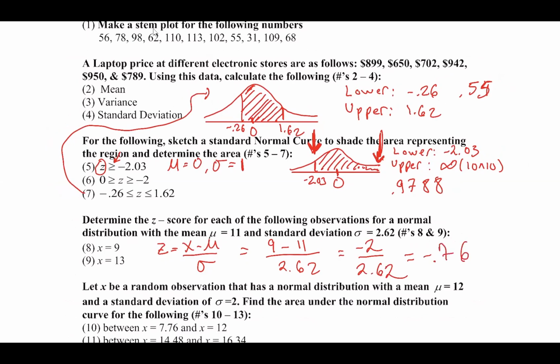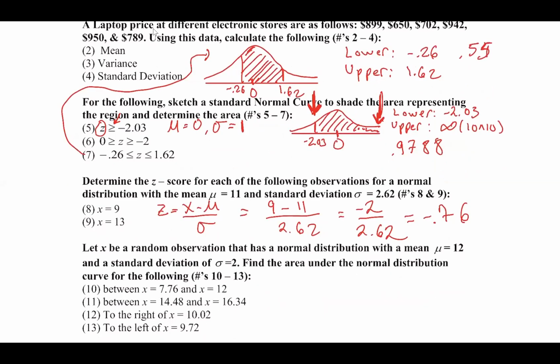And that's number 8. The key word here is they determine the z-score, so they want you to find what the z-score is. It shouldn't be that bad. Any question in regard to number 8? Any other question? All right, 16. Let's move on to 16.